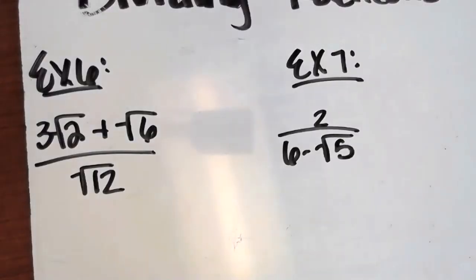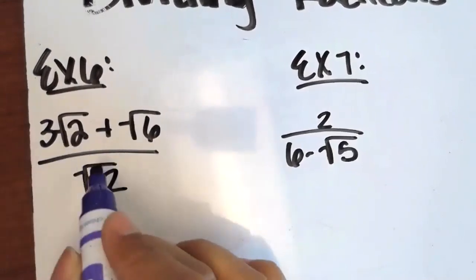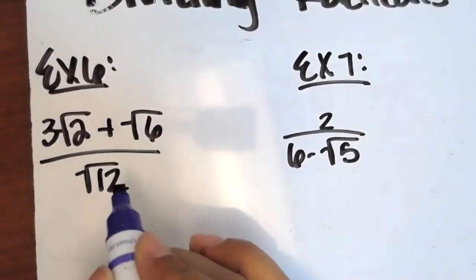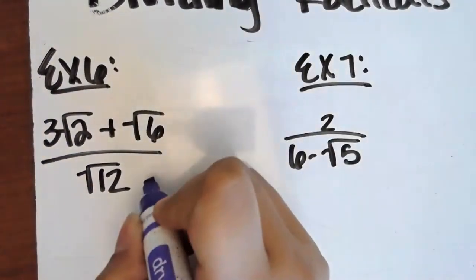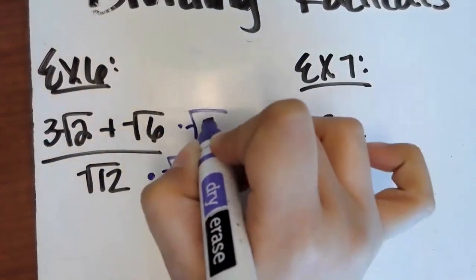Okay, let's say, for example, that you have 3 square roots of 2 plus the square root of 6 over the square root of 12. Well, nothing can be simplified. You can't simplify anything here, but you still have a radical in the denominator. So to get rid of that radical, you do the same thing. Multiply by the square root of 12 on top and bottom.